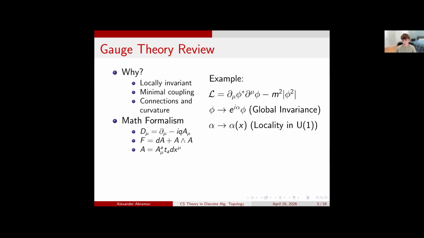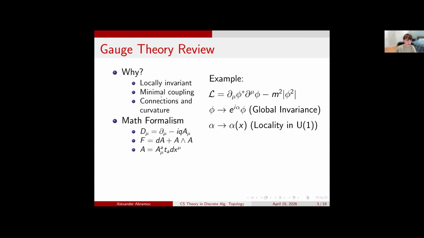This global U(1) symmetry implies a global invariance. You can see here, I represented the global invariance with this e^{iα} term, which is pretty conventional. And I also described symmetry with a locality operation, where α maps onto α(x), which means any transformations in space, whether it be rotations or translations, you should still have invariance. That's what we're looking for.